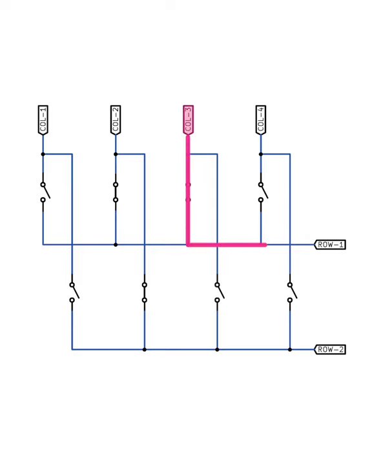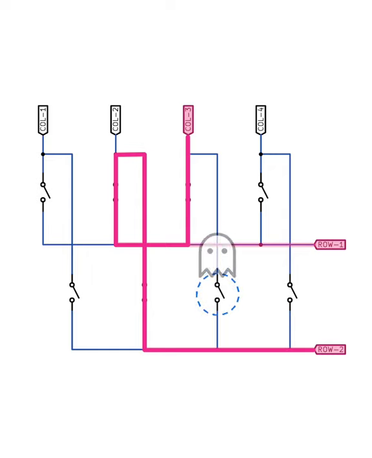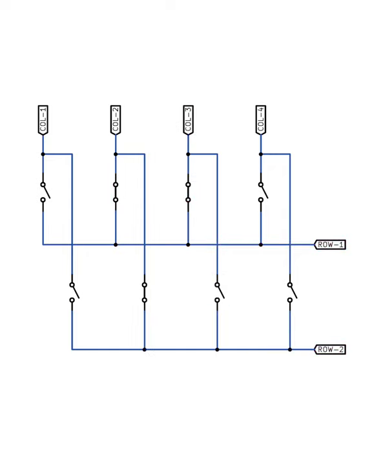Ghosting occurs when the controller checks a row and current flows back up through a neighboring closed key switch and out through another closed switch on a different row, resulting in that incorrect ghostly input. But fear not, adding diodes to the matrix can stop current from flowing the wrong way through each switch, and subsequently busting all those ghosts.